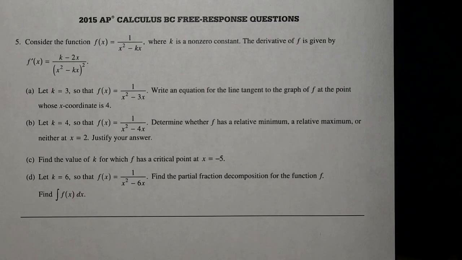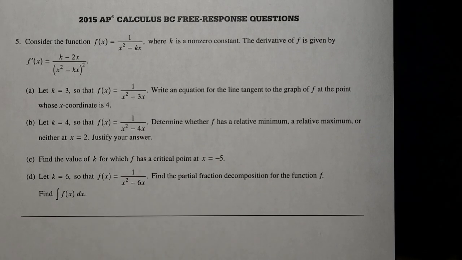Number 5 on the 2015 exam, consider the function f of x is 1 over x squared minus kx, where k is a non-zero constant. The derivative of f is given by f prime as that guy. Okay, part A, let k equal 3 so that this is our f. Write an equation for the line tangent to the graph of f at the point whose x coordinate is 4.